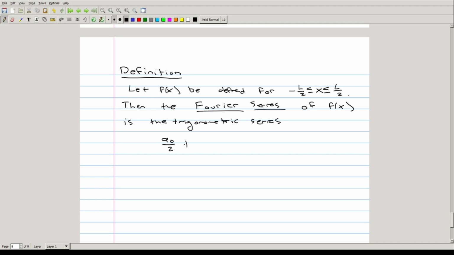a0 over 2 plus the summation from n equals 1 to infinity of an cosine of 2 pi n over L times x plus bn sine of 2 pi n over Lx.